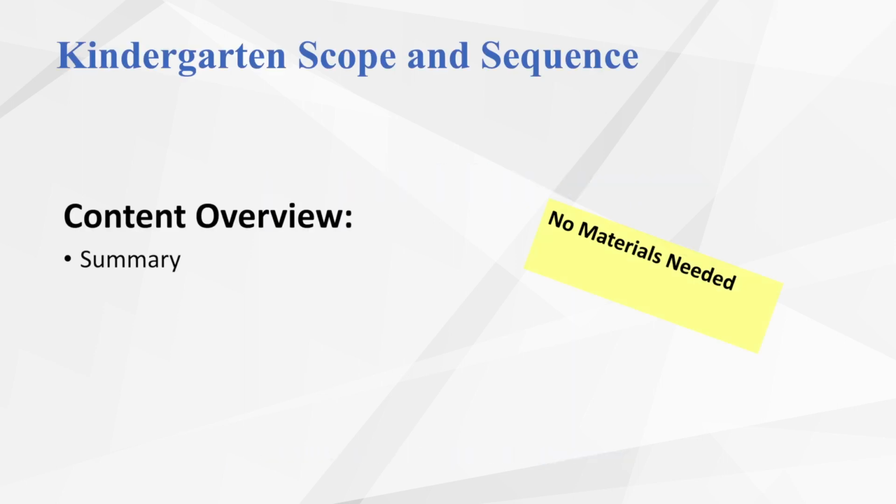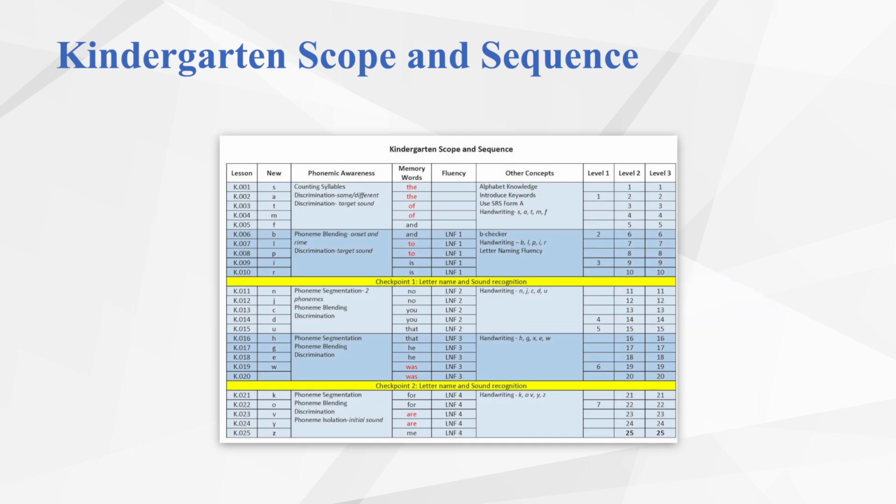In this video, we will explain the different sections of the kindergarten scope and sequence. The columns you see on the screen show the content that is taught in our kindergarten OG lessons. First, we have the lesson numbers. Then, new, which are the new phonograms and graphemes that are taught in the lessons. Phonemic awareness shows the activities that are in each of the lessons.